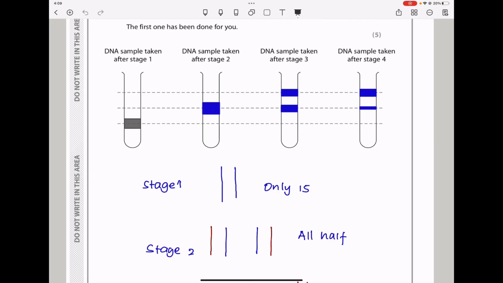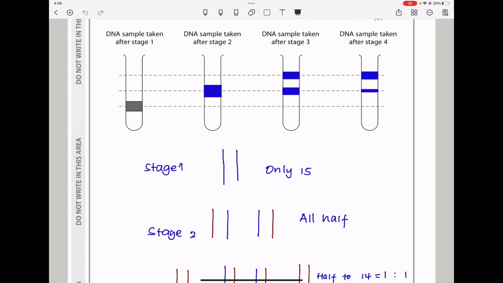Now here I have a summary of mine. In stage 1, you can see everything was cultured in nitrogen 15, so it's going to be heavier down the line. And then in stage 2, they all carried out experiments just in nitrogen 14. Since this is the semi-conservative model, it means after each strand splits, there is going to be a combination of nitrogen 14 and 15. So they're going to be halfway through.